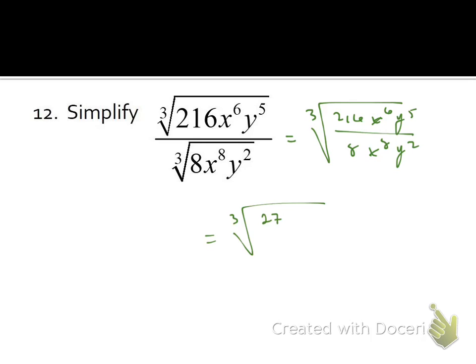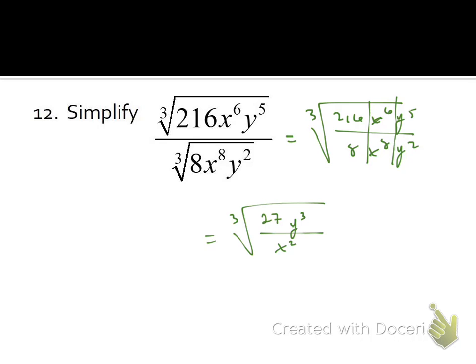Your variables, remember from Algebra 1, when you divide like bases, you subtract the exponents. So we're going to get an x squared down here. And then the y's, again, subtract the exponents. 5 minus 2 is 3. We get y cubed. Okay?